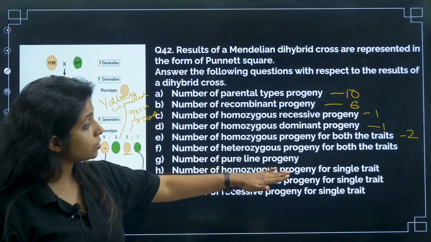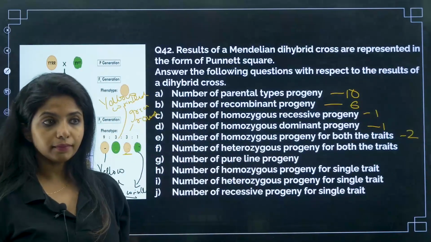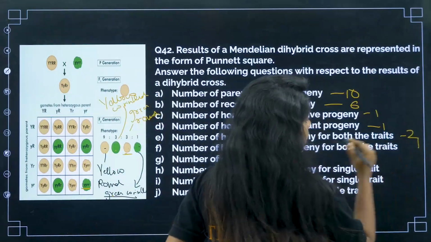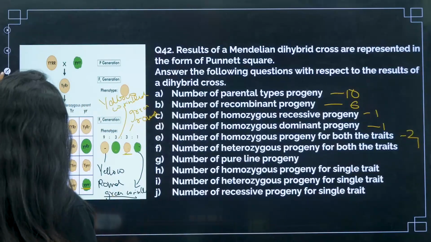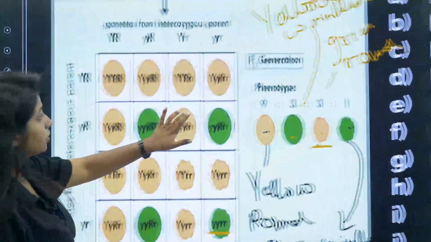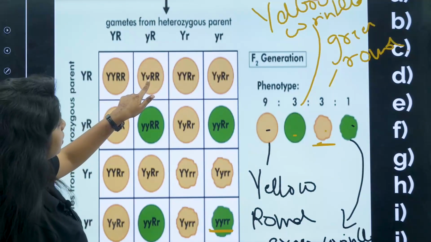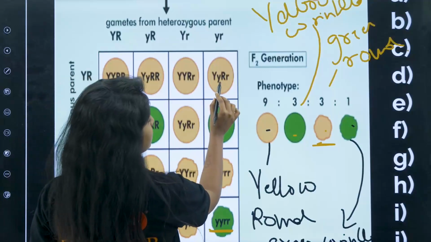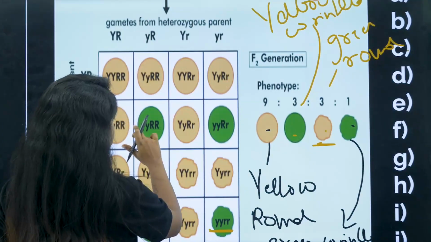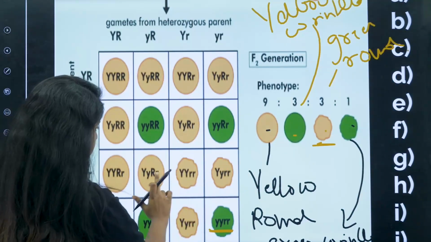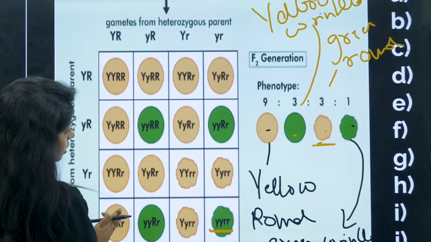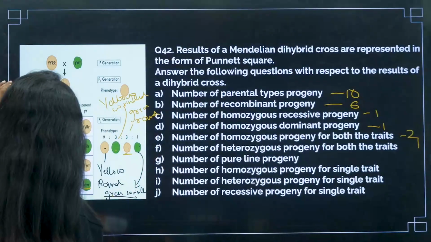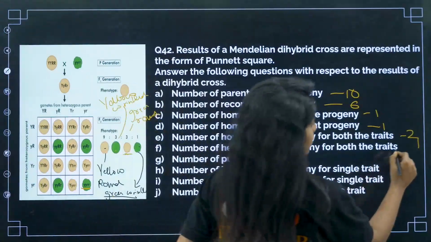Now number of heterozygous progeny for both the traits, my dear children. Again I wrote 2. Oh my god, it's 4. It should be heterozygous for both the traits, my dear children. This one is homozygous for one trait and heterozygous for another. I have to find heterozygous for both the traits. It should look something like this. So this is heterozygous, in here this is heterozygous, in here this is heterozygous, in here this is heterozygous. So we are heterozygous for both the traits. How many of them? Basically 4 of them. Again 4.